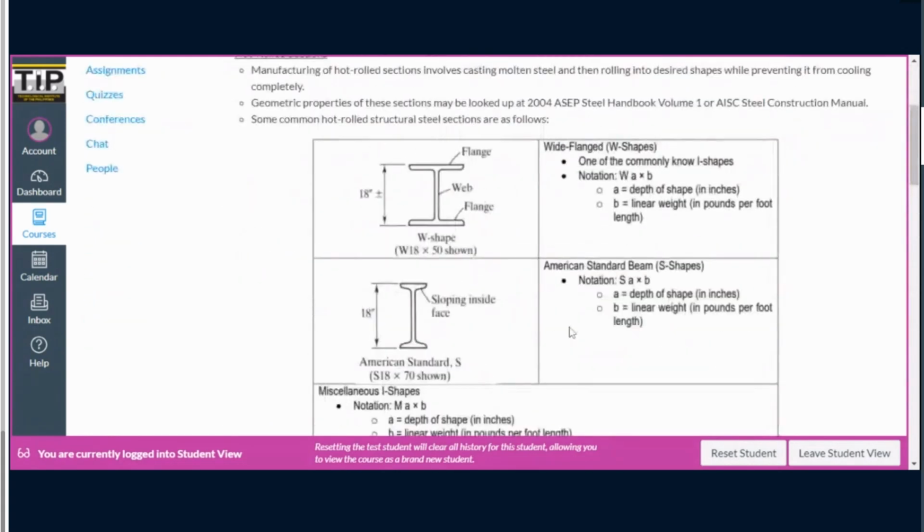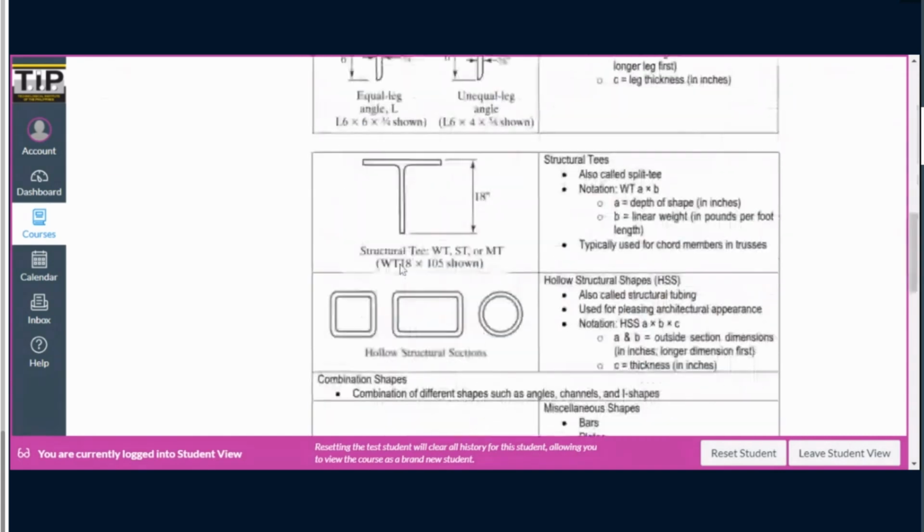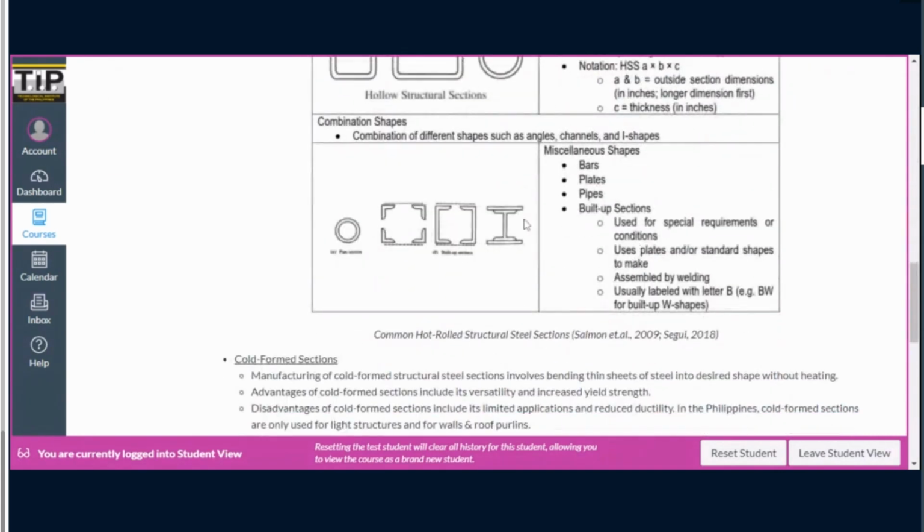So for example, you want an I shape, but the type of I shape that you want is not readily formed like this. For example, you do not want 18 by 50, you want something larger, but it is not produced in a factory. What you do is you use plates to assemble the I section that you want. So assembling a section using plates or existing standard shapes, we call them built-up sections.